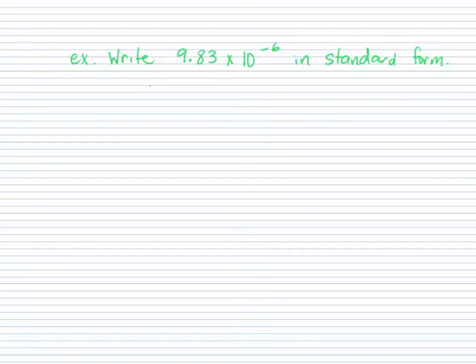All right, so let's go ahead and do that. Let's write it down here. 9.83, and we're going to take that decimal point and move it 6 places to the left. 1, 2, 3, 4, 5, 6. These things are just floating in air. The decimal point will be there, so it will be 0.000000983.